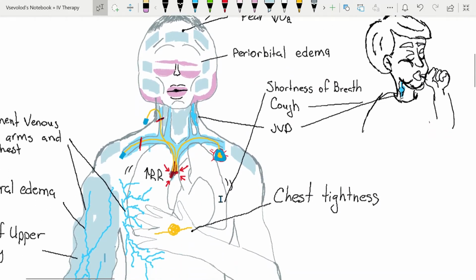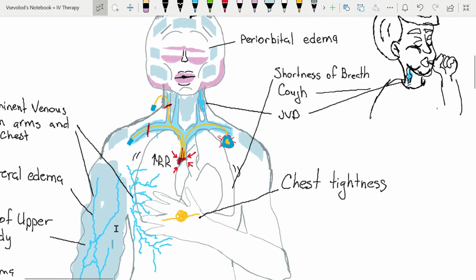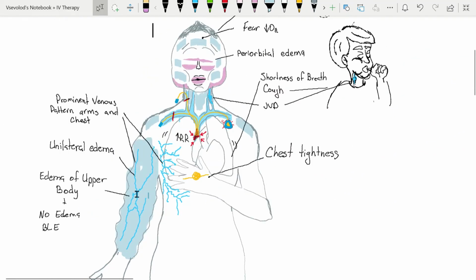So the patient will experience shortness of breath. They will also have a cough, engorged and distended jugular veins, then also distended veins on the chest and the upper limbs, as the blood is backing up into the upper body. Patient will also experience tightness in the chest.